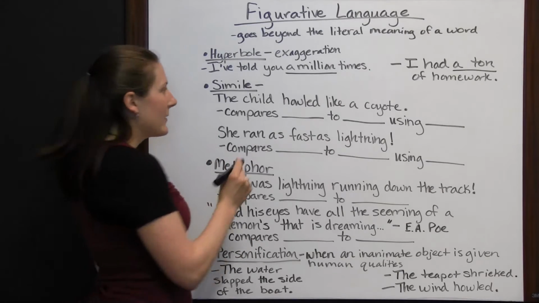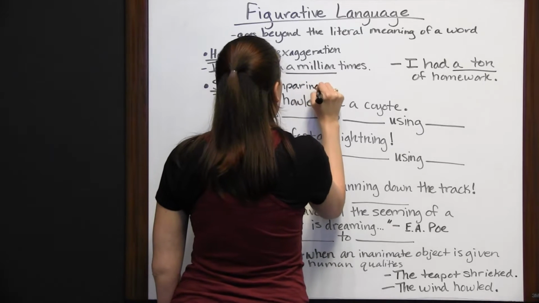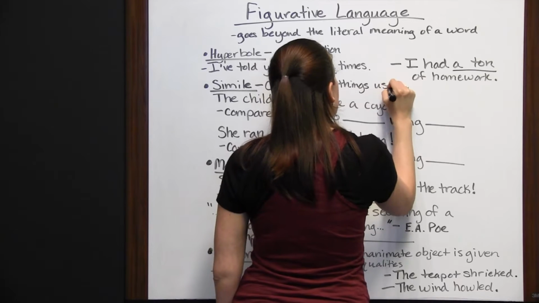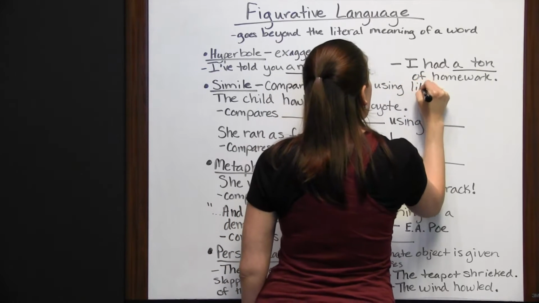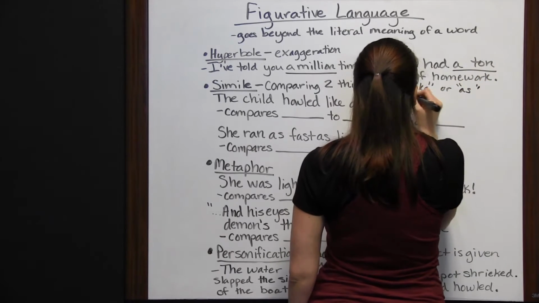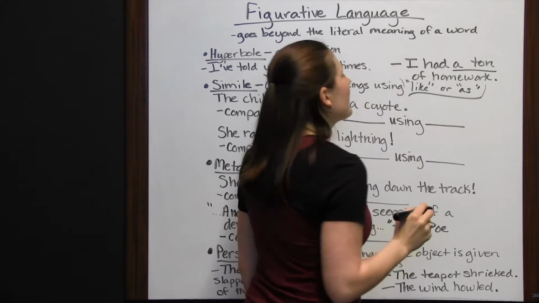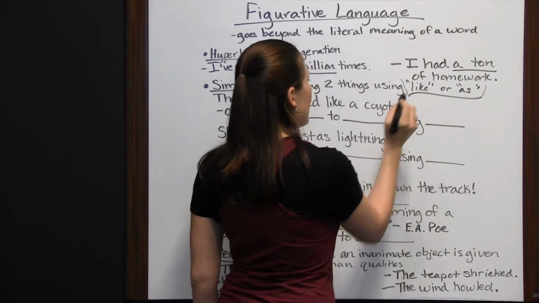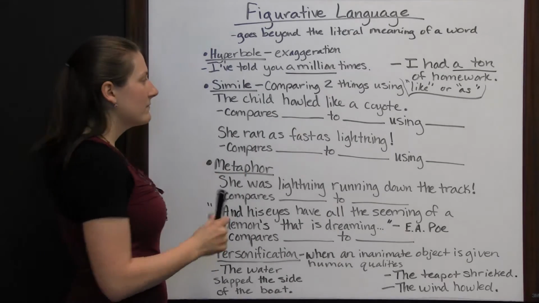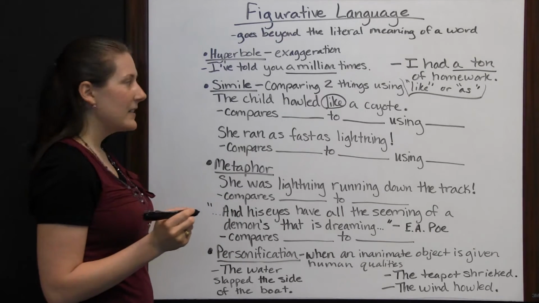Next we've got simile, which is comparing two things using like or as. And this is very important. You have to use those words like or as, or it's not going to be a simile anymore. So, the child howled like a coyote. We see our word like. You're comparing two things in this sentence.